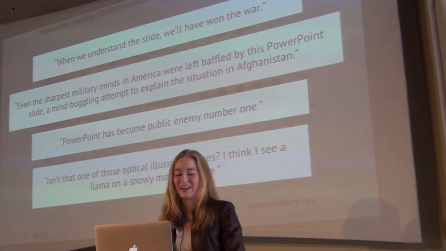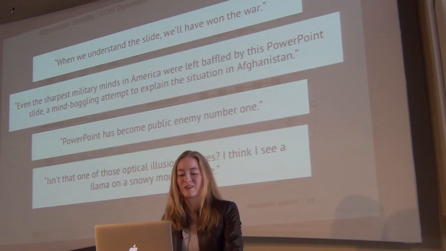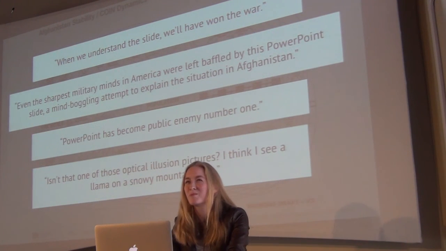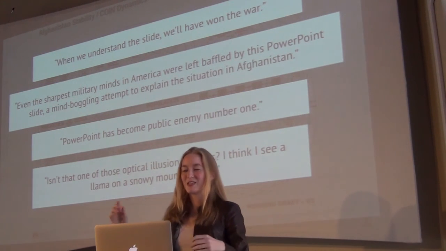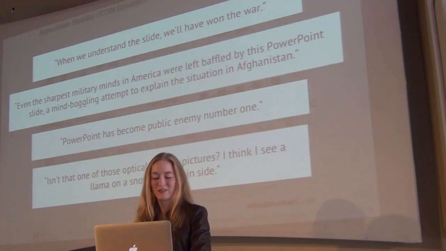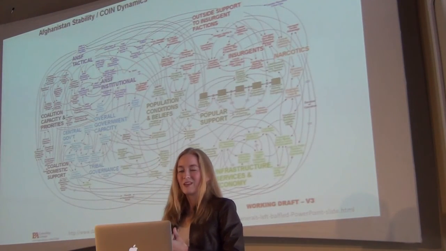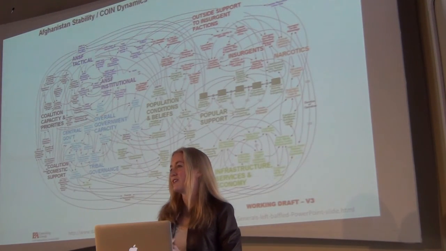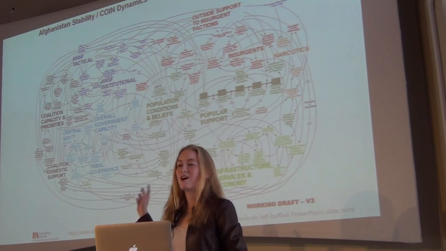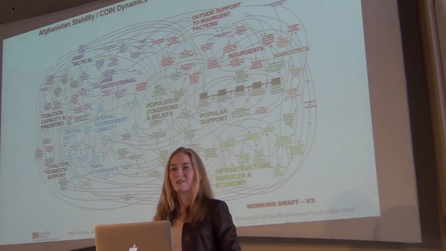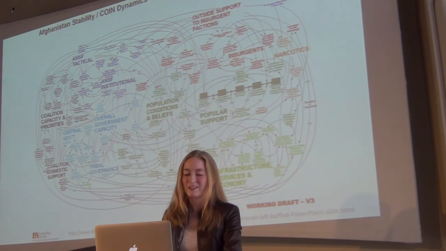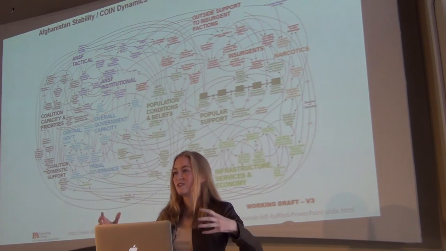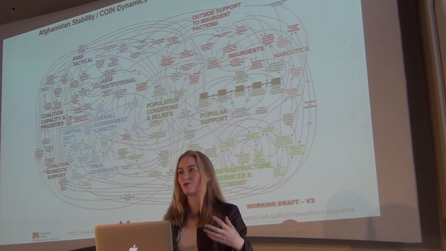Okay. And this is sort of a jokey comment someone left. He doesn't have one of those optical illusion pictures. I think I see a llama on a snowy mountainside, right? And it looks like spaghetti to people, and it got a lot of laughs. But what's kind of interesting about it is that it's not like the war in Afghanistan is not this complicated. I mean, it's a complex situation. What makes people laugh at it is that it's not being distilled into any broader categories or workable concepts.